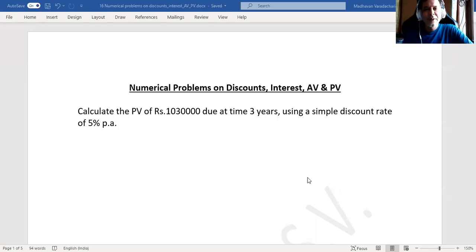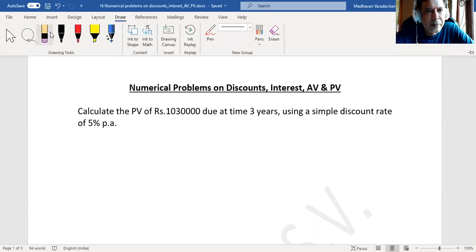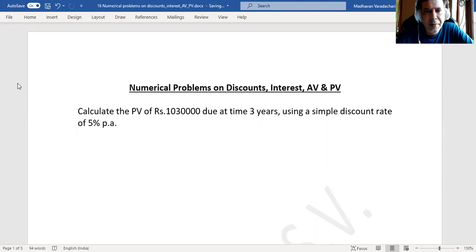Everyone, based on whatever we learned in our previous videos about discount, interest, accumulated value, present value, let us do some numerical problems. The first one: calculate the present value of rupees 1,30,000 due at time 3 years using a simple discount rate of 5% per annum.